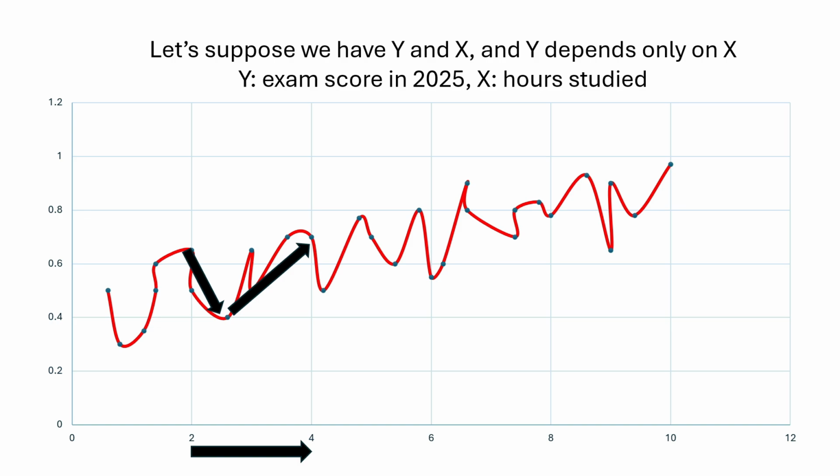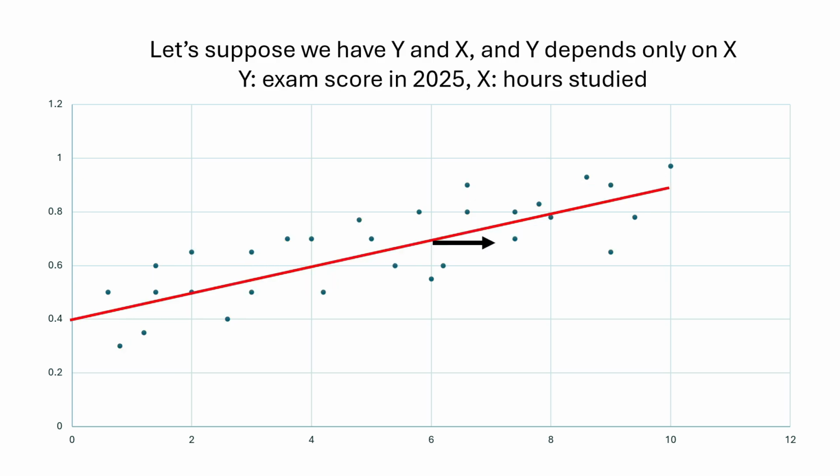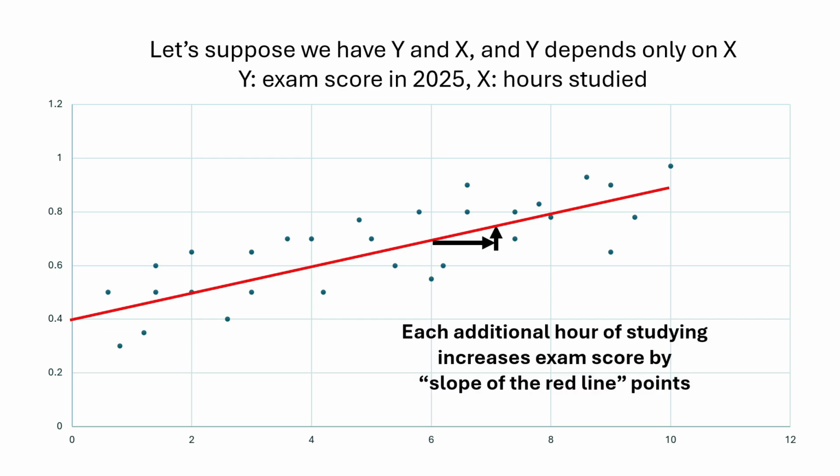For this particular data, that's exactly what's going on. But most likely you won't see the same pattern for other students in different samples or data. How about we just use a straight line to follow the overall trend in the data, like this. This way, using the slope of the line, we can make statements such as each additional hour of studying increases exam score by however many points the slope of the red line says.